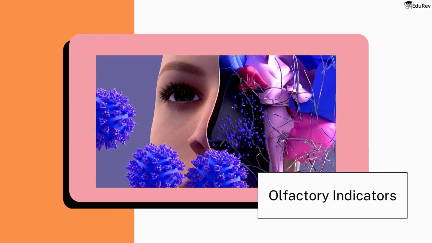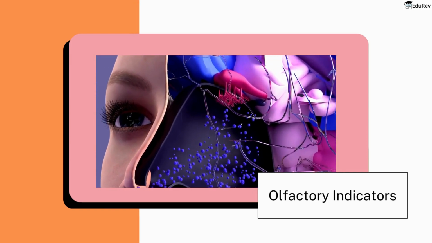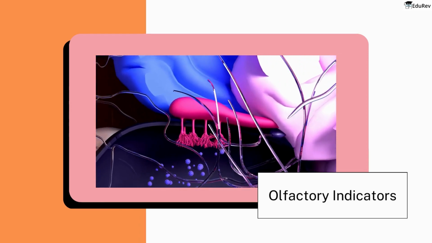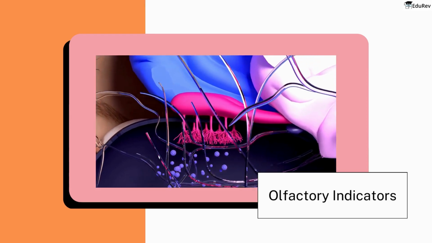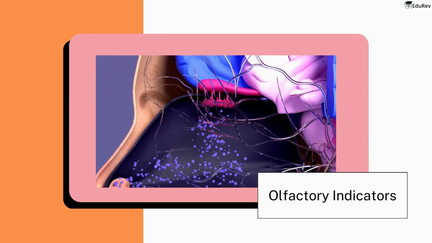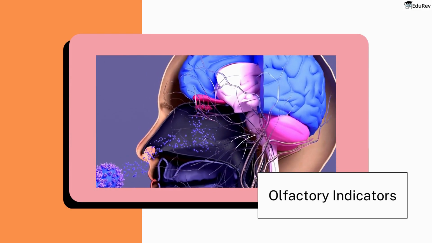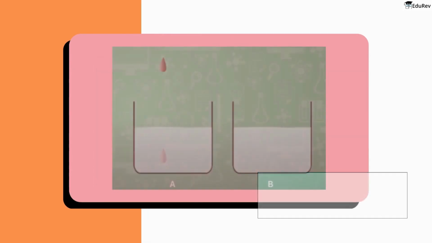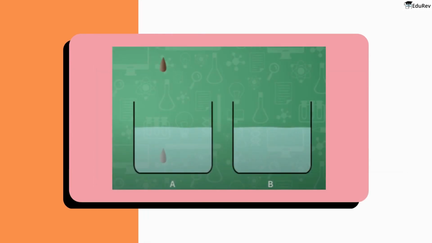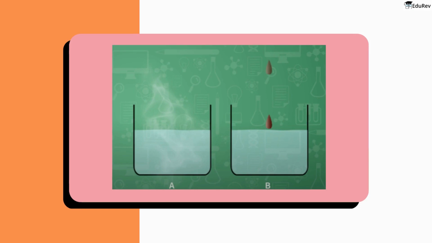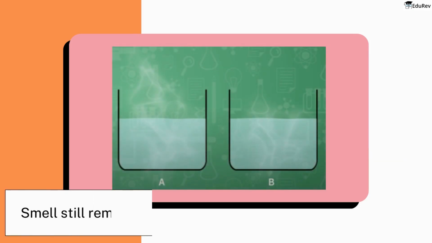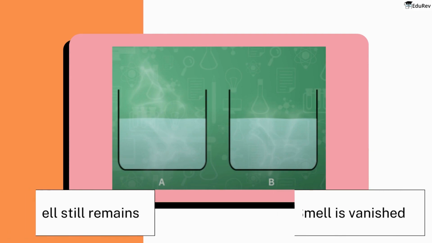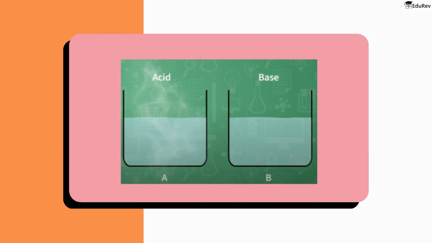Actually, olfactory nerve is responsible for the sense of smell. So, such indicators which change their odor in acidic and basic medium are called olfactory indicators. So, an onion is an olfactory indicator which changes its smell in base. We can try the same activity with vanilla essence. We put 2 drops of vanilla essence in beaker A which has acid and beaker B which has a base. In beaker A the smell still remains, whereas in beaker B the smell of vanilla essence has vanished. That means beaker B is a base.